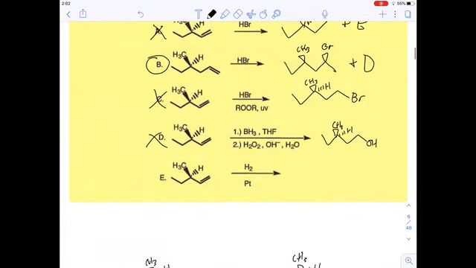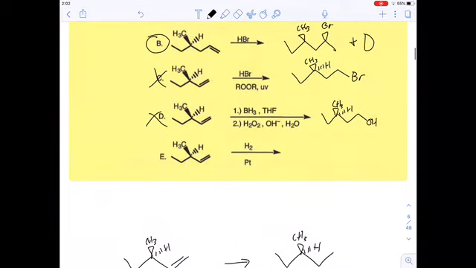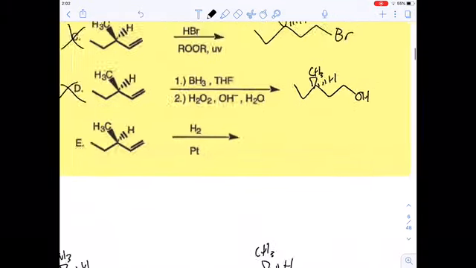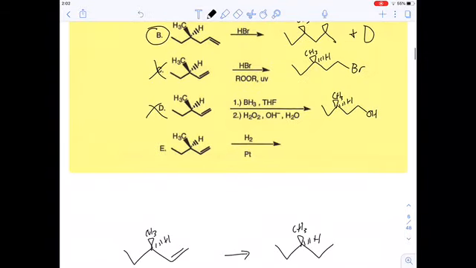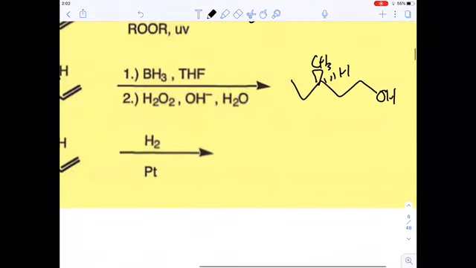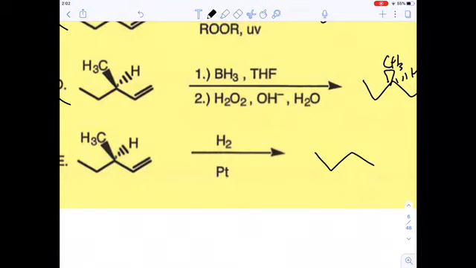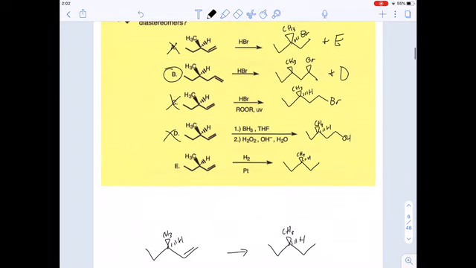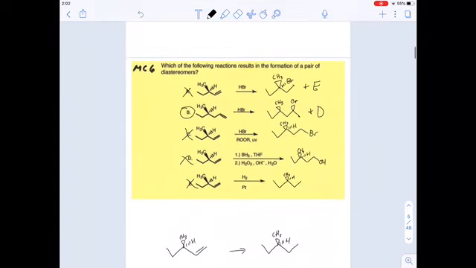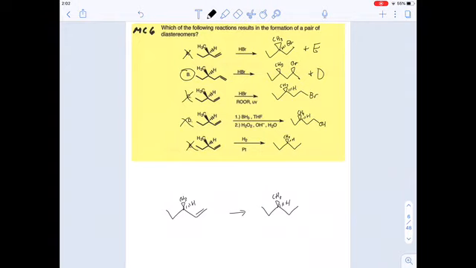I don't think you guys have to know the mech for this one, but I would know the mech for A, B, and C. Well, A and B are the same, but for B and C, I guarantee he's going to ask you questions about the mech for propagation and HBr over ROOR and termination, all that good stuff. Okay. So, like I said, the answer to this one is going to be B.